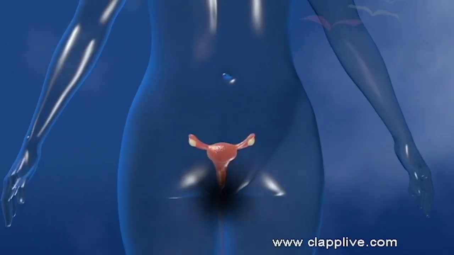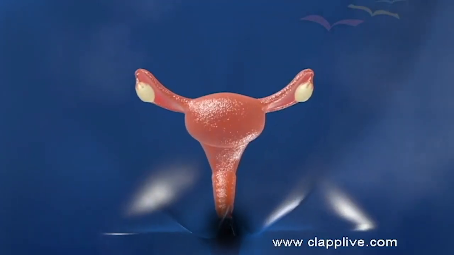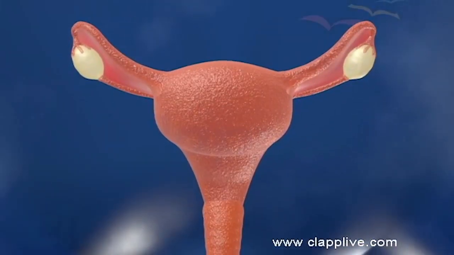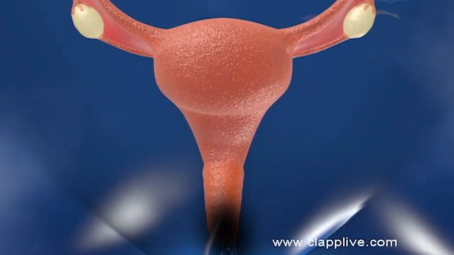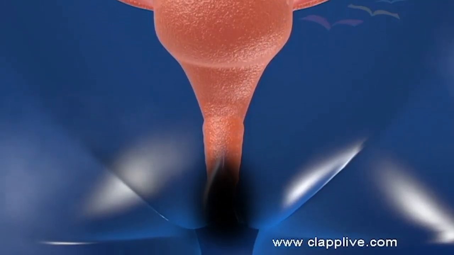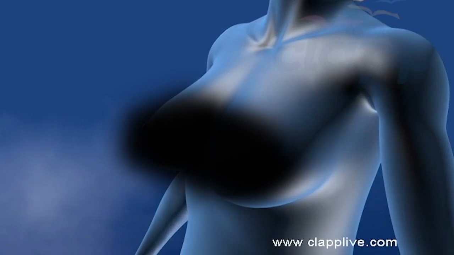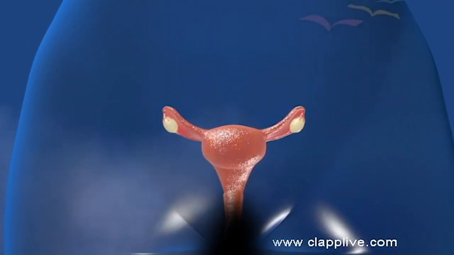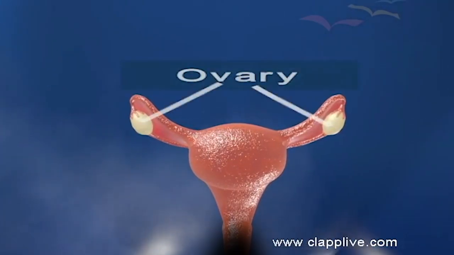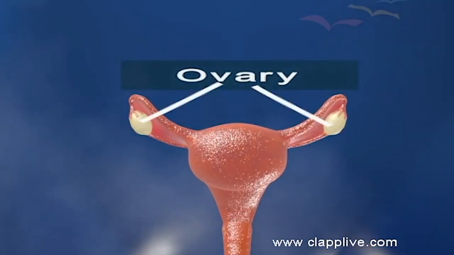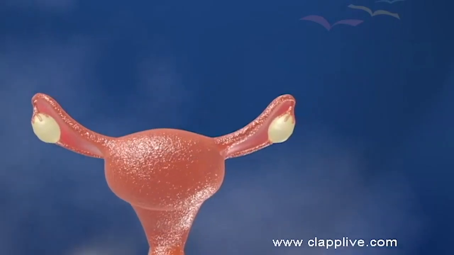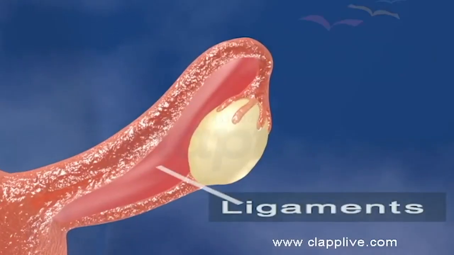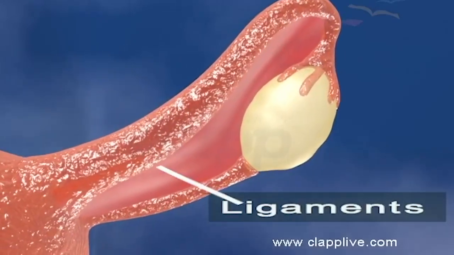Female reproductive system. The female reproductive system consists of a pair of ovaries, a pair of oviducts, fallopian tubes, uterus, vagina, external genitalia, and a pair of mammary glands. Ovaries are the primary sex organ of a female. They are solid structures located in the lower part of the abdomen. It is connected by ligaments to the uterus and lateral pelvic wall.